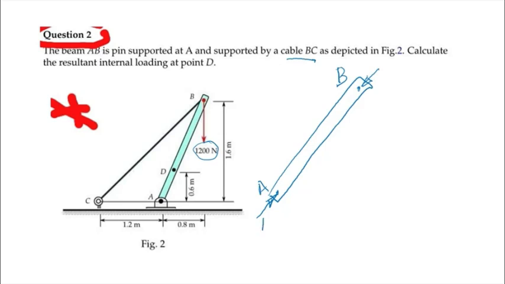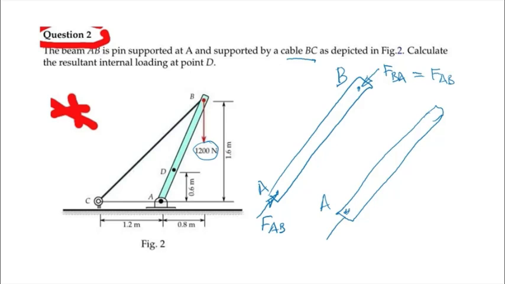So over here we have FAB acting on point A, in the direction of B. This is FBA. Or to simplify things, in terms of magnitude, this is equal to FAB. So we know the direction. We can find the direction. But if we were to draw another free body diagram, we have A here, so we have FAB.